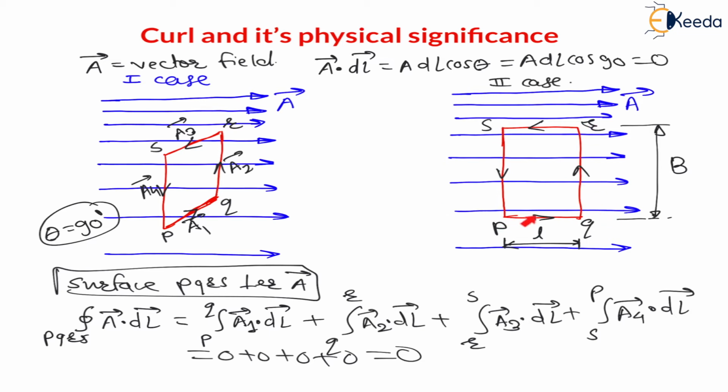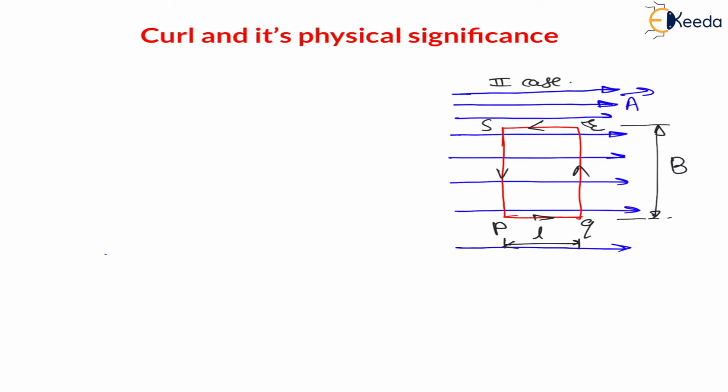This means the surface I am considering is in the XY plane and the field is along the x-axis. This is my consideration. Now let us find the line integral for the second case over the closed loop. Therefore, the line integral over the closed loop PQRS of vector A dot dl will be equal to the line integral of PQ plus the line integral of QR plus the line integral of RS plus the line integral of SP.